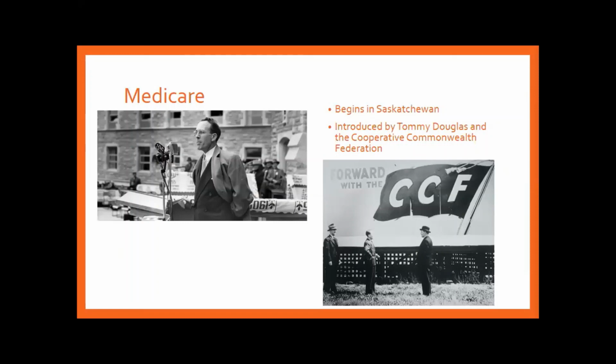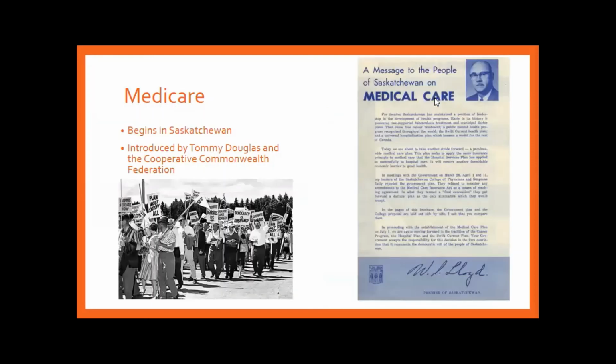So the leader of the Cooperative Commonwealth Federation was a guy called Tommy Douglas, and you can see him up here on the slide. And he was actually voted the greatest Canadian for his role in creating Medicare in Saskatchewan. What happened was that he was the head of the CCF, and his position was taken over by Woodrow Lloyd because Tommy Douglas decided to become a federal politician.